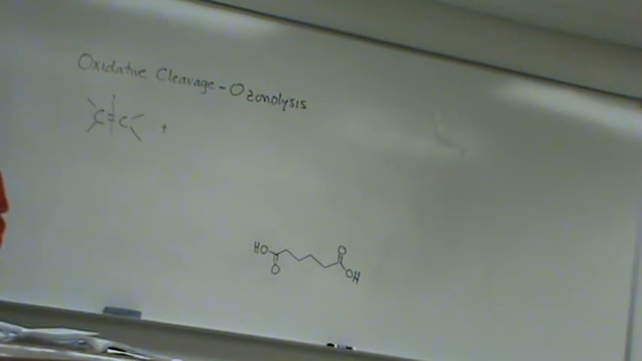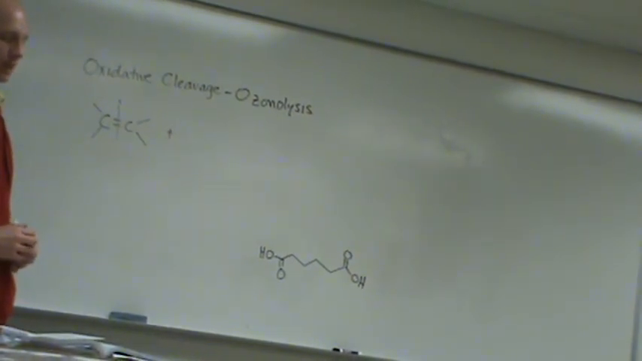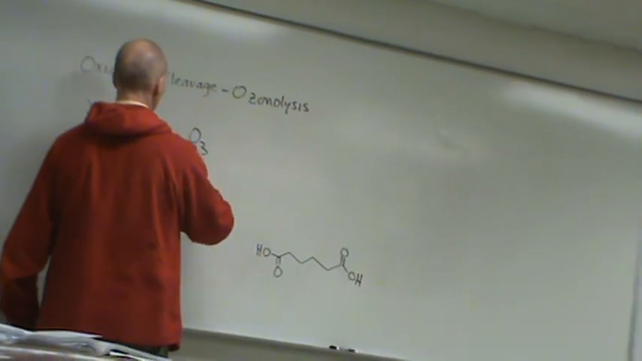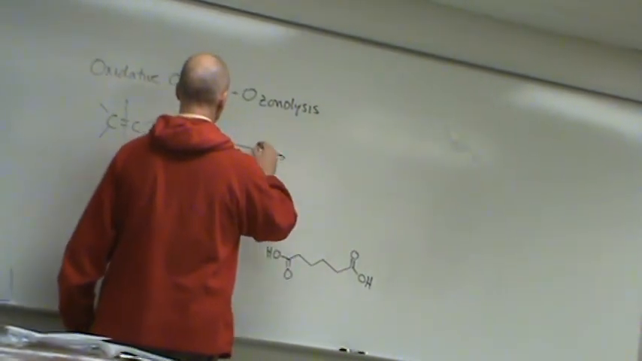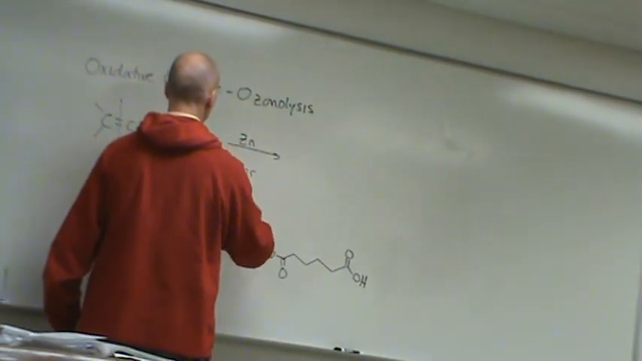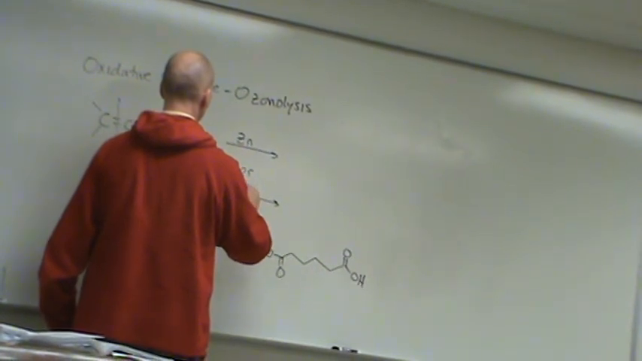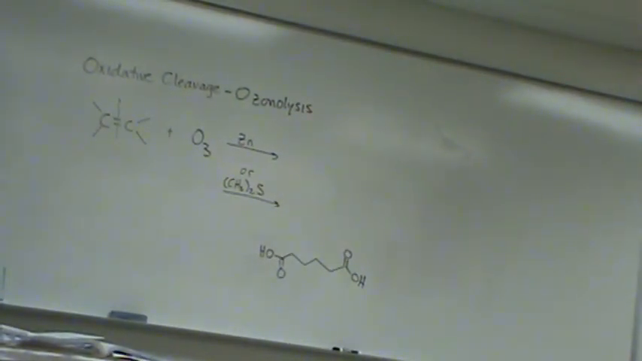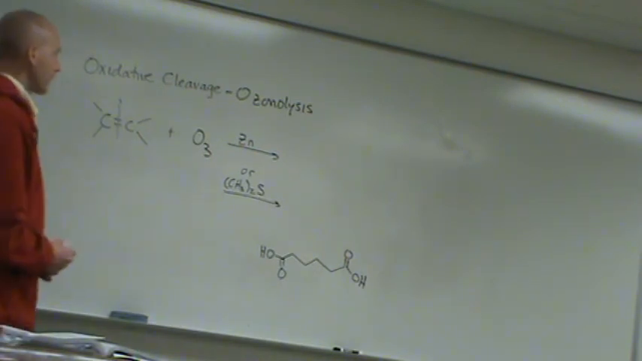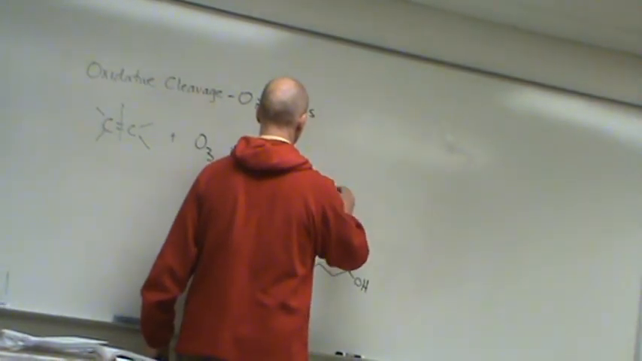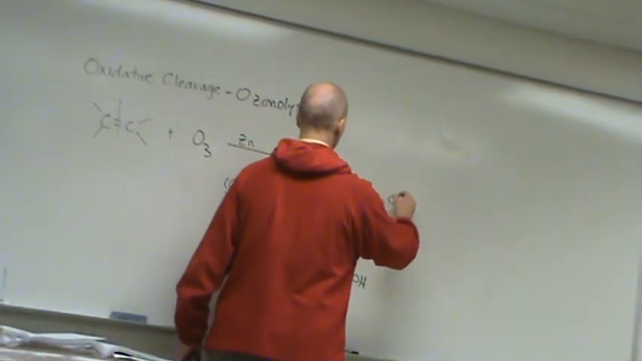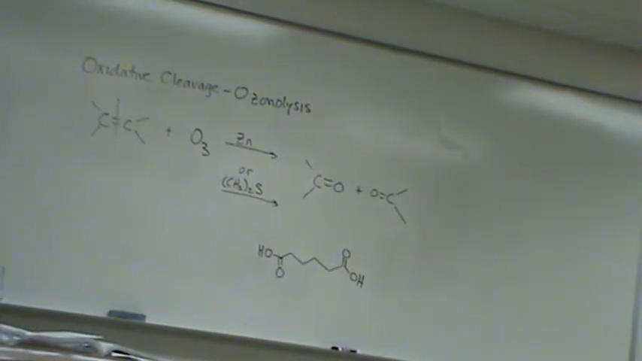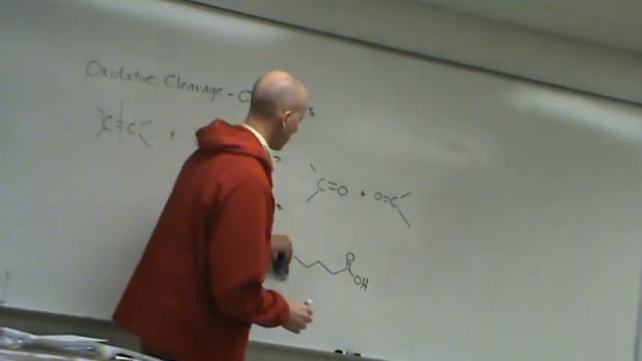So what word do you see in there? Ozone. Okay, so here we're going to use ozone, which is O3, and you can either use zinc or dimethyl sulfide. We'll talk about sulfides later on, chapter 11. But either one of these does a cleavage, where I don't get an acid group, but it just converts it to a carbonyl. So it's not as strong of an oxidation.